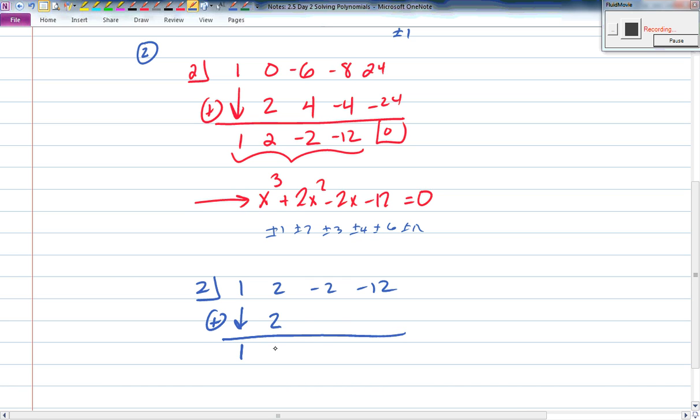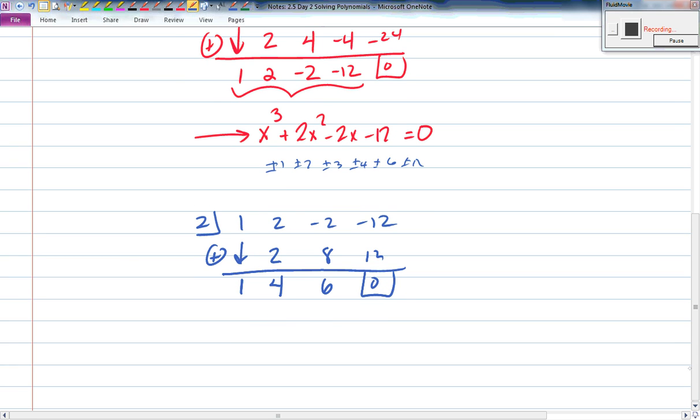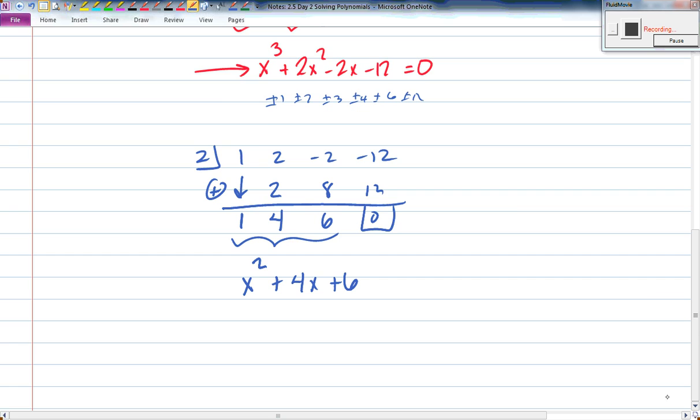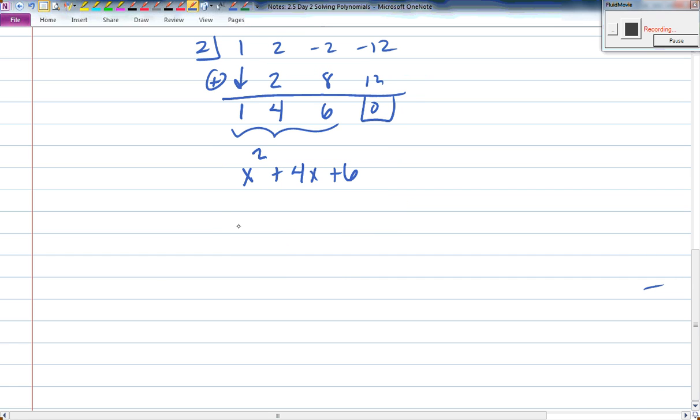So I'm going to get 2 there. I'm going to get 4. I'm going to get 8. I'm going to get 6. I'm going to get 12. I'm going to get 0. This is good news now, because what does this part represent to us? x squared plus 4x plus 6, which is what type of polynomial, ladies and gentlemen? Quadratic, and we are very good at solving quadratics.